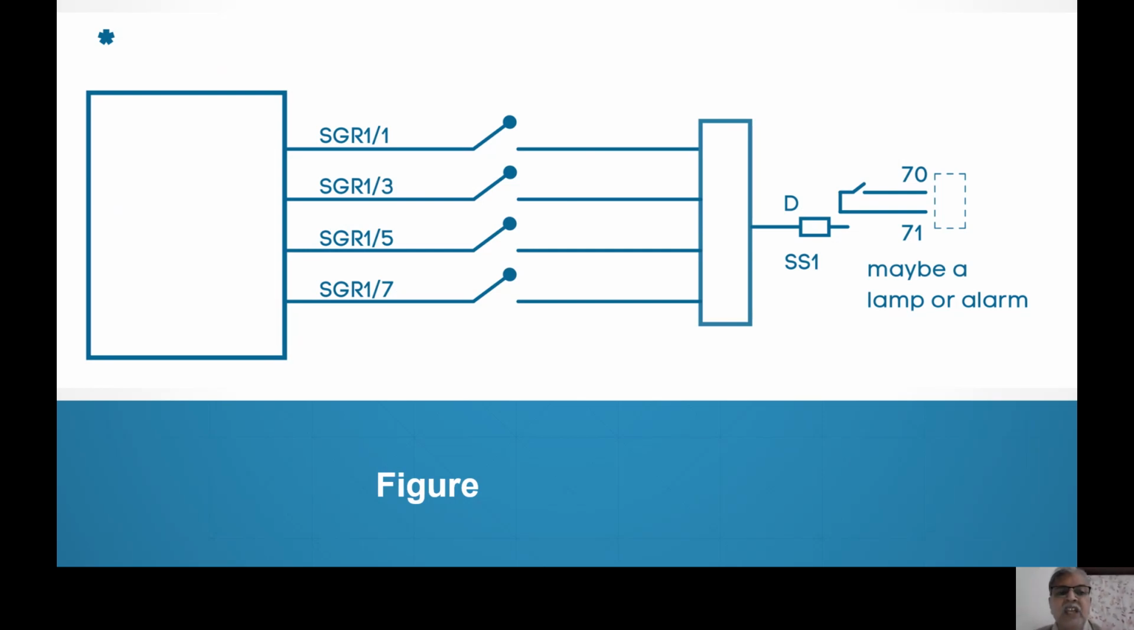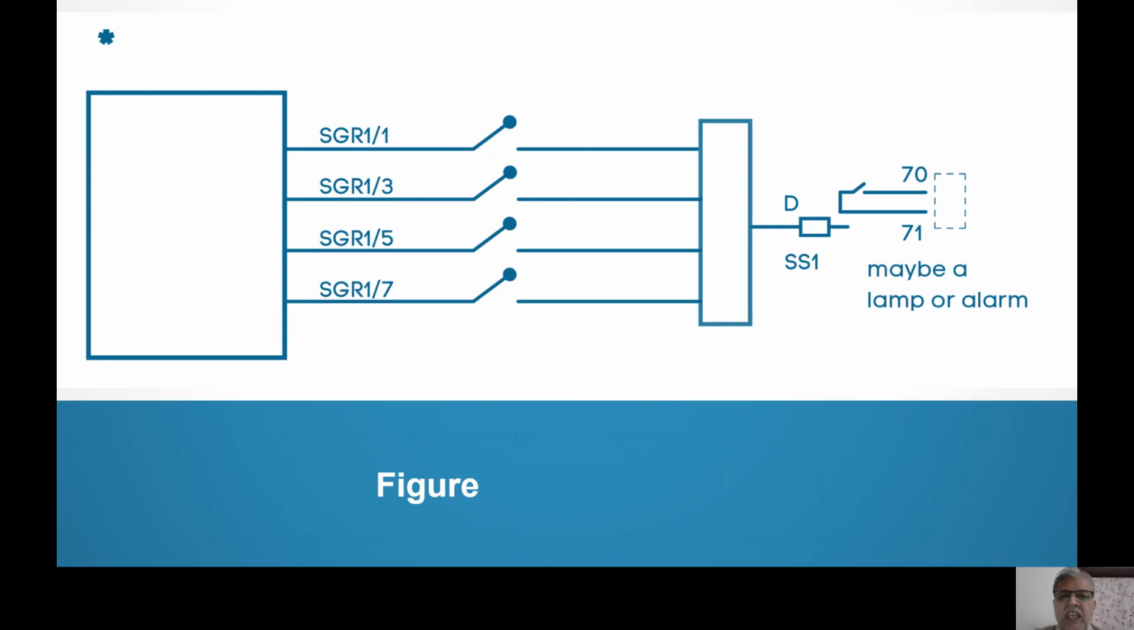But if you make SGR1/1 equal to 1, that is you make that switch on, then that signal will reach SS1, and that SS1 has two contacts, 70 and 71 dry contacts, which you can use to indicate some lamp or alarm or whatever you want at the remote end, in the engineer's cabin, in the control room, wherever you want to.